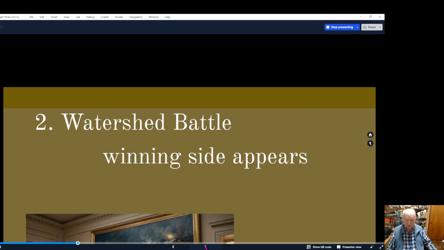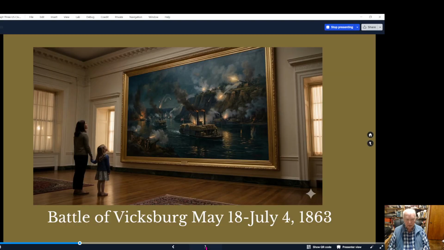Now let's go to the next set or category of battles, and this again is a fascinating one. And this is the watershed battles. Who is winning, who appears to be winning, and what comes from that change of the tide. And as I said before, well, I forget if I said it before, but a common assessment is that it could be Gettysburg in the Civil War, it could be Vicksburg.